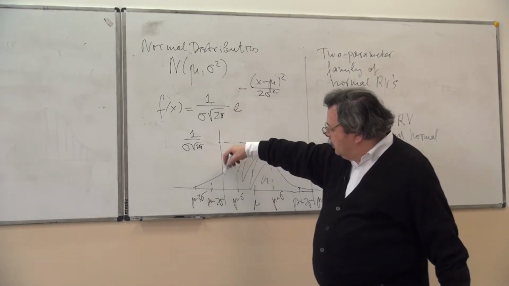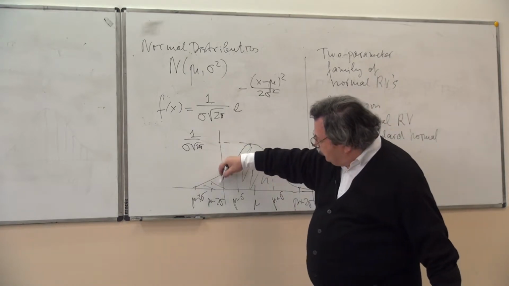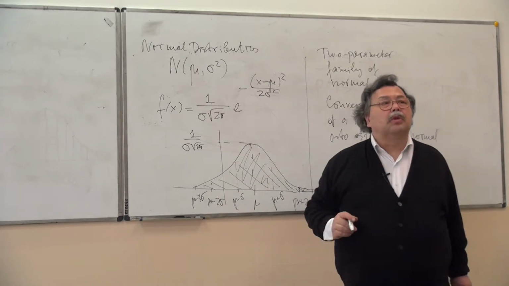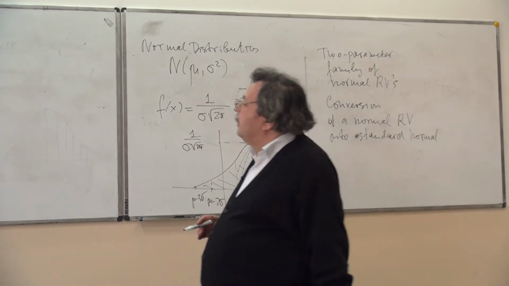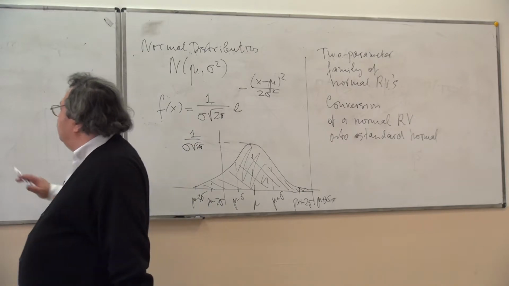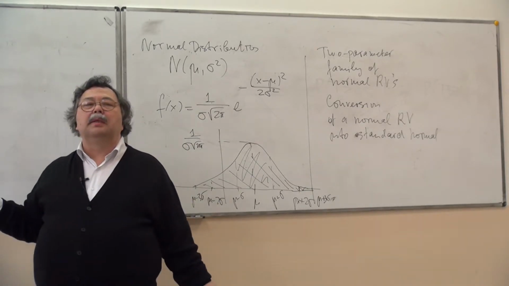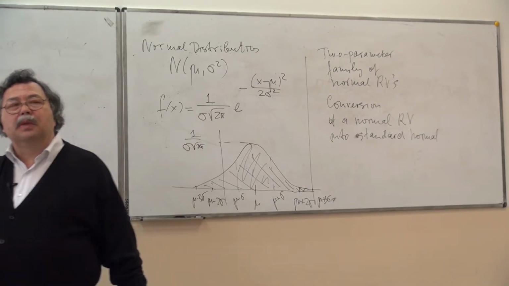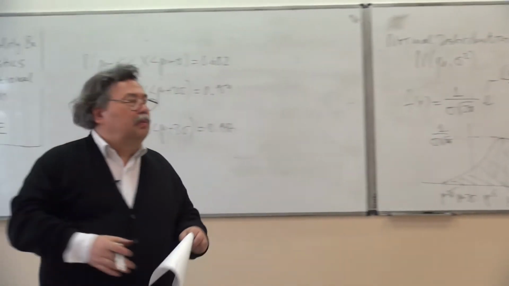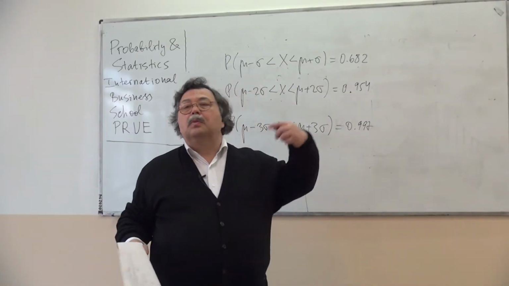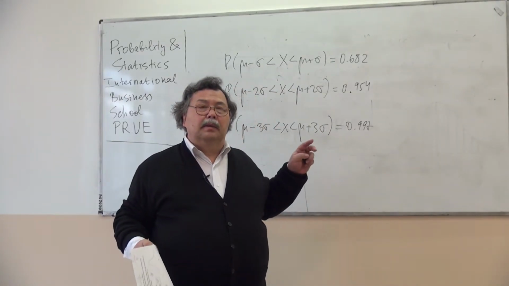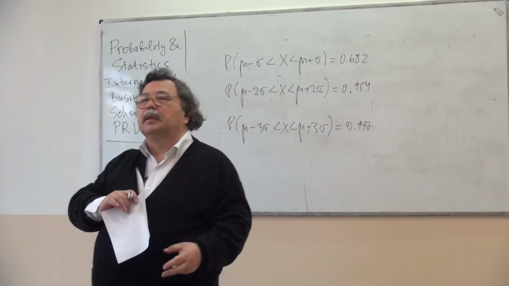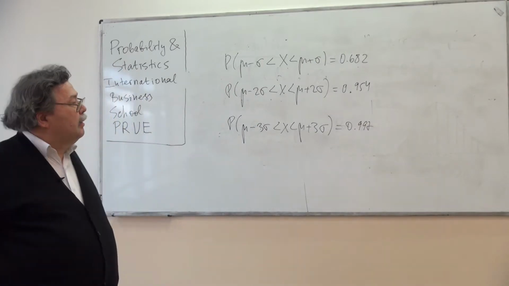So this, let's use this kind of shading. Almost all the probability is associated with this interval, mu minus 3 sigma to mu plus 3 sigma. 0.997 out of 1 is contained in, or associated with, this interval.